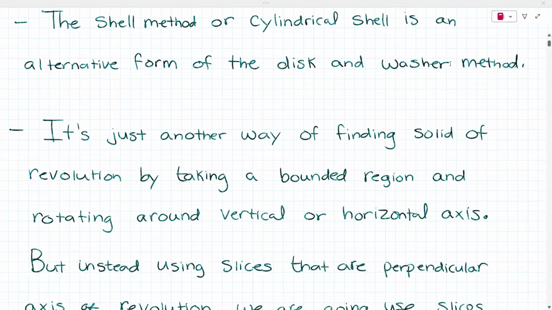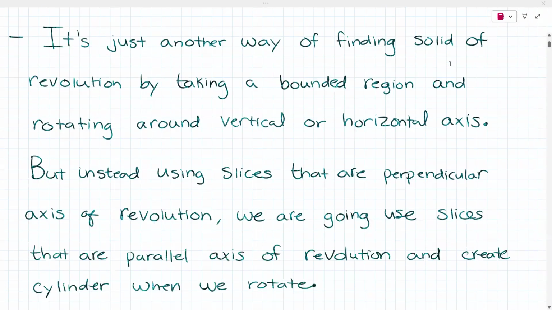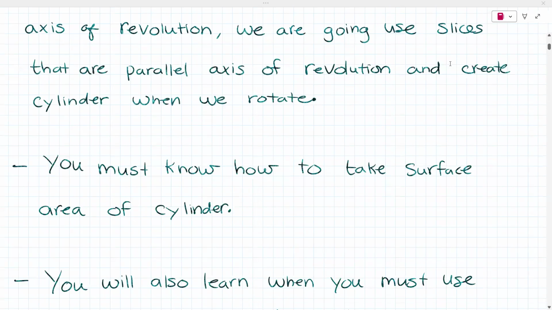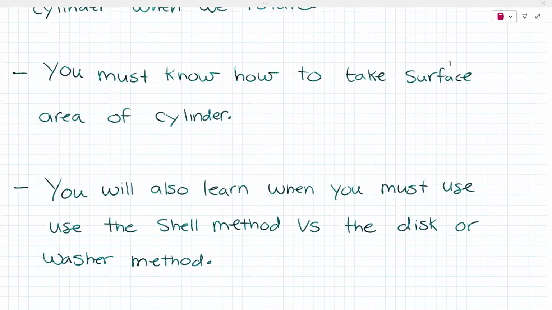It's just another way of finding the solid of revolution by taking a bounded region and rotating it around a vertical or horizontal axis. But instead of using slices that are perpendicular to the axis of revolution, we're going to use slices that are parallel to the axis of revolution and create a cylinder when we rotate. You must know how to find the surface area of a cylinder. You will also learn when you must use the shell method versus the disk or washer method.